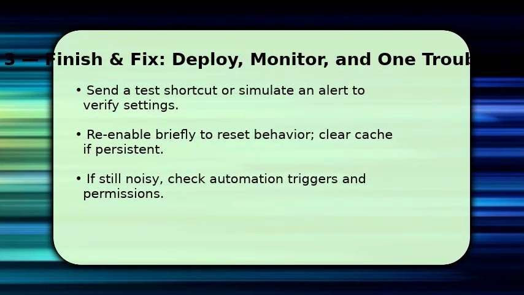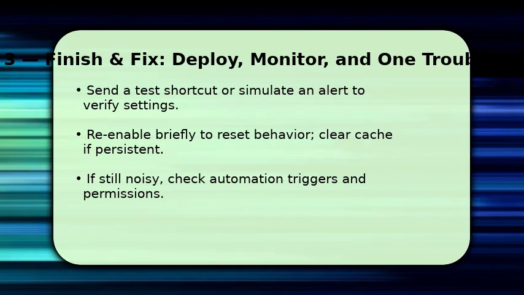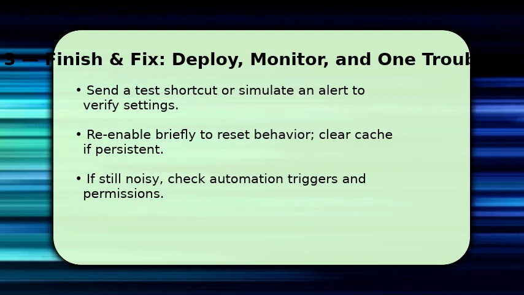You finish by confirming changes with a test, trigger the shortcut, or send a test notification to verify behavior. If alerts persist, briefly re-enable notifications and then turn them off again. This can reset system handling. Also clear app cache or restart the device to remove stale settings.